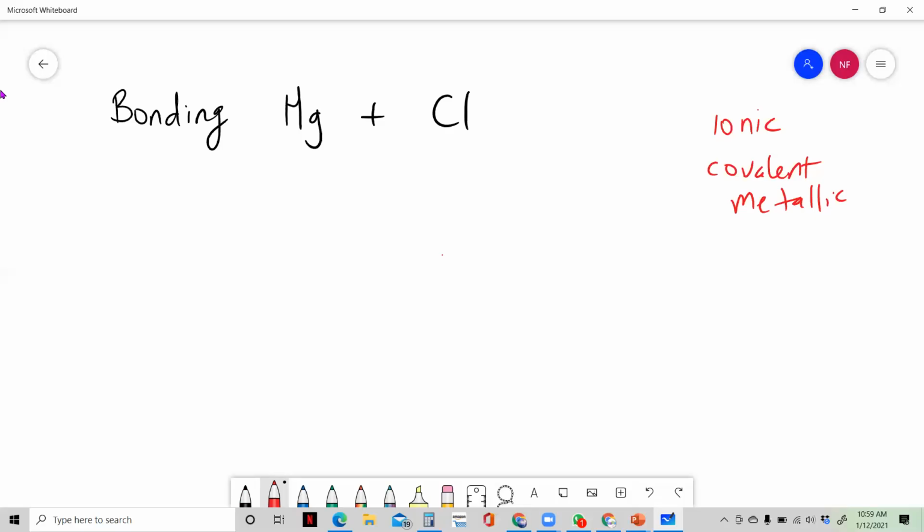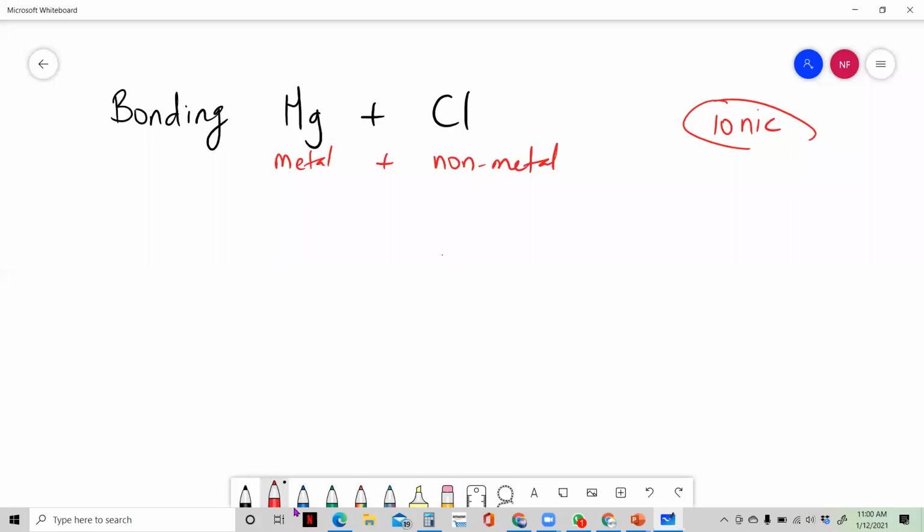Of the three here, which one is appropriate for magnesium bonding to chlorine? Ionic. All right. Why is it ionic? What does ionic involve? A non-metal and a metal. Very good. So ionic involves a metal plus a non-metal. Which one is the metal? So magnesium is the metal and chlorine is the non-metal.